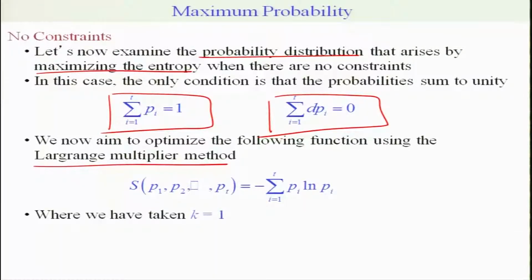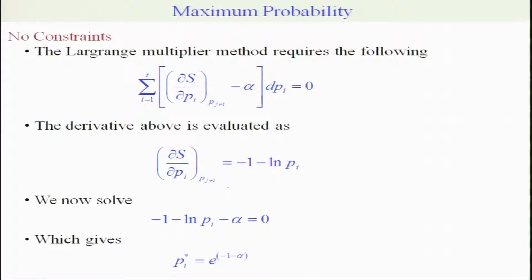Now, we know that S is equal to minus summation pi ln pi. Remember that we have considered S by k, and we have taken k equal to 1 for the sake of simplicity. So, this S depends on p1 till pt. Now, using the Lagrangian multiplier method, we need to remember what we have done earlier.